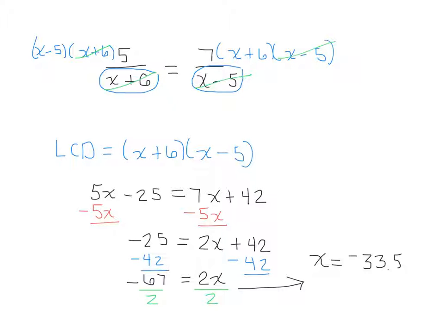And I can do the same thing. I can take that negative 33.5 and substitute it back into the original equation for each x to make sure that the left side of the equal sign comes out equal to the right side of the equal sign.